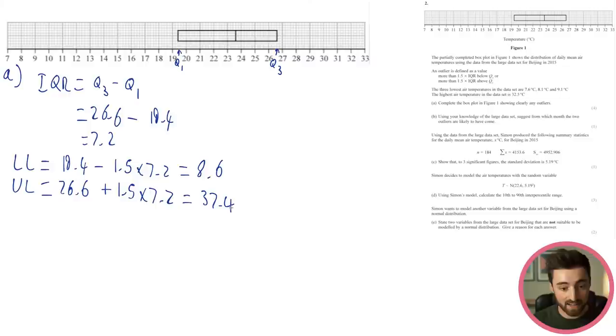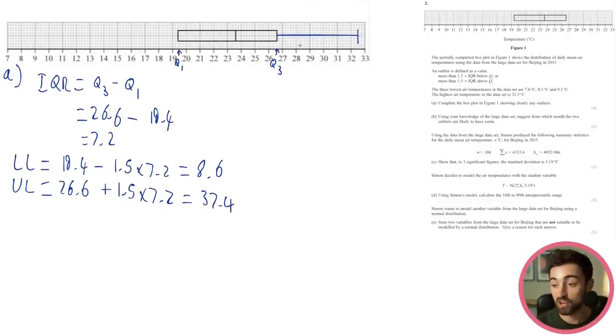So now let's look at the top whisker. The highest air temperature is 32.5. That is not an outlier, because the upper limit for outliers is 37.4. So my top whisker is just going to be at this 32.5. If I go to here, just between 32 and 33, I'm going to get my whisker here. So I draw a straight line like that, and then take it to the middle box. So that's going to be my top whisker.